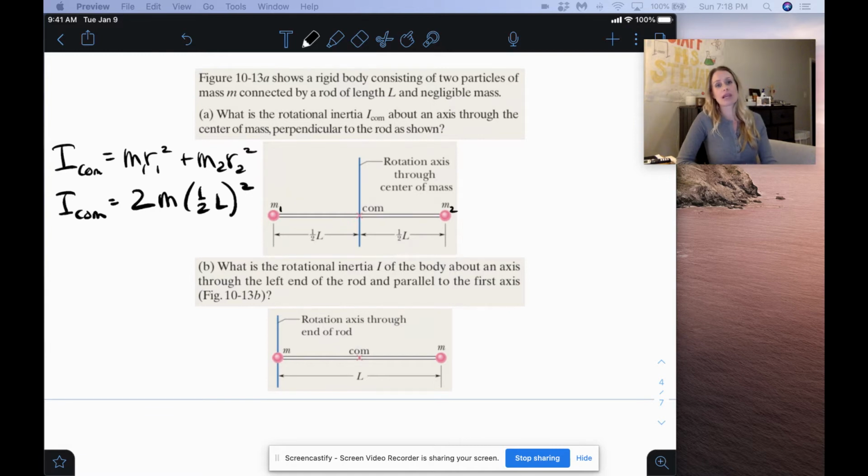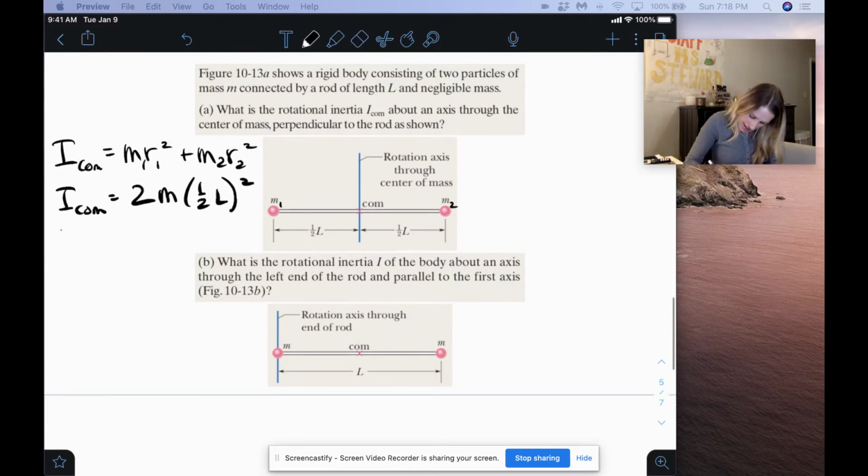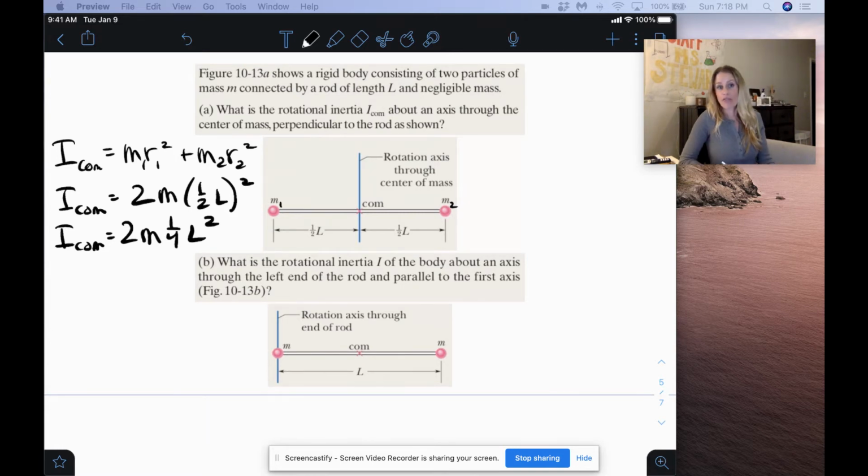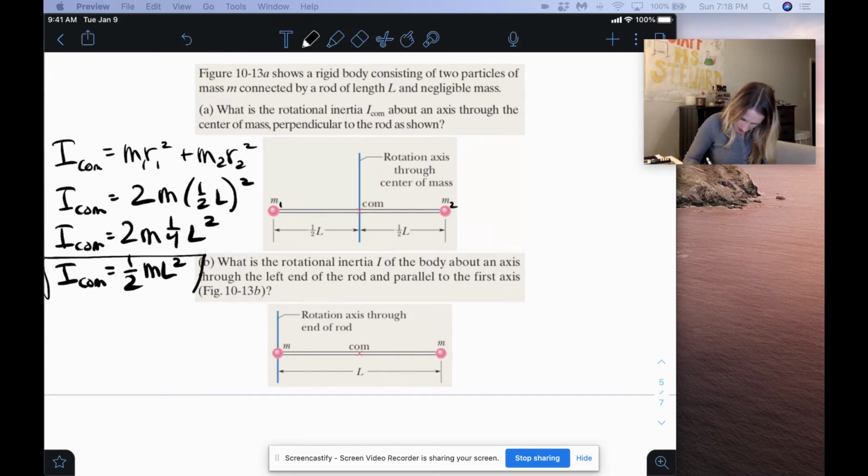Now, of course, when we square this whole term 1/2 L, we have to square both the 1/2 and the L. So we end up getting ICOM equals 2 times M times 1/4 L squared. 2 times 1/4 is 1/2. So what we end up getting here is ICOM equals 1/2 times ML squared. So that's our answer for letter A.